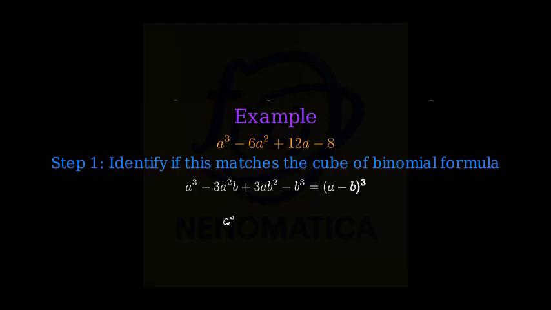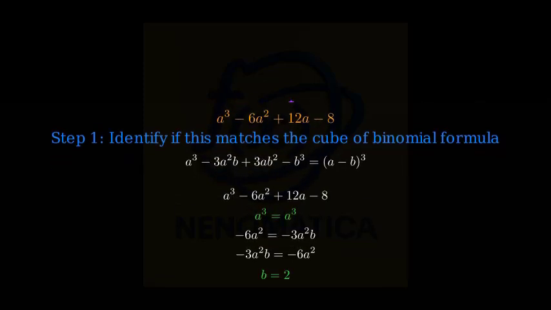In our formula, we have a cubed minus 3a squared b plus 3ab squared minus b cubed. Let's compare. For the first term, we have a cubed, which matches our formula. For the second term, we have minus 6a squared. In our formula, this would be minus 3a squared b. So if we compare, 3a squared b equals 6a squared, which means b equals 2.